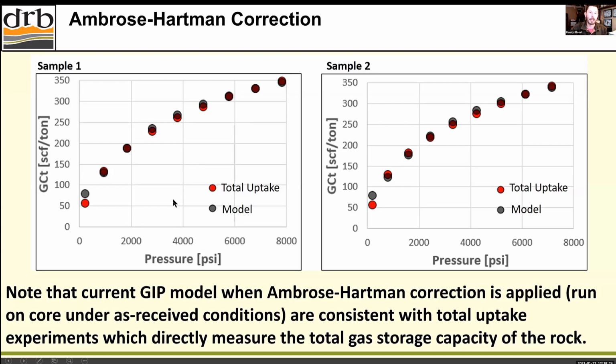And what we found was that when our models didn't take into account the Ambrose-Hartman correction, they were over predicting the gas in place relative to the total uptake experiment. And then what we're looking at here is when we take into account the Ambrose-Hartman correction and compare that to the total uptake experiments, we have very good agreement between these. Now, again, that's under as received conditions. So that's assuming a reservoir pressure and a water saturation, but it does tell us that the Ambrose-Hartman correction is a necessary variable to be considered.